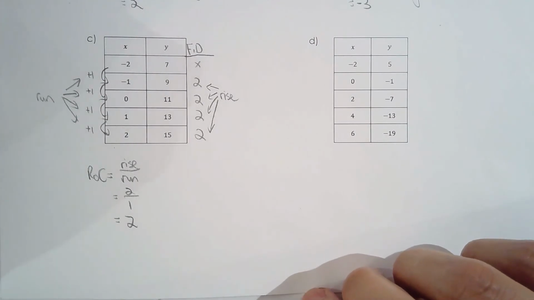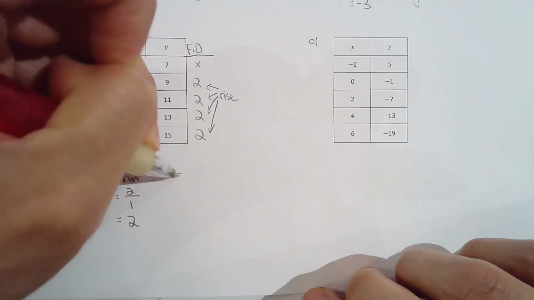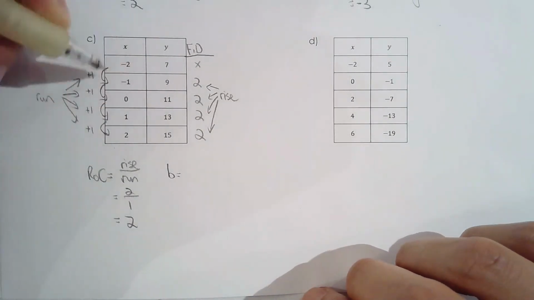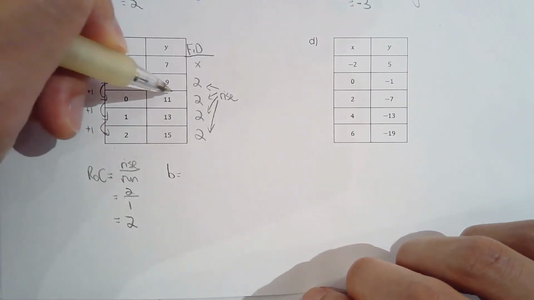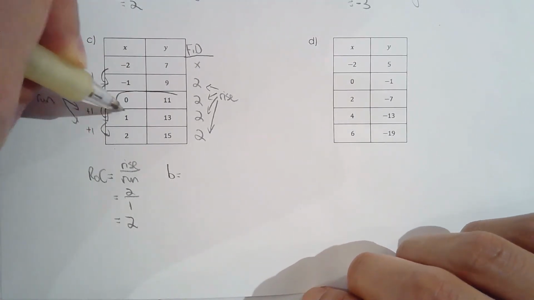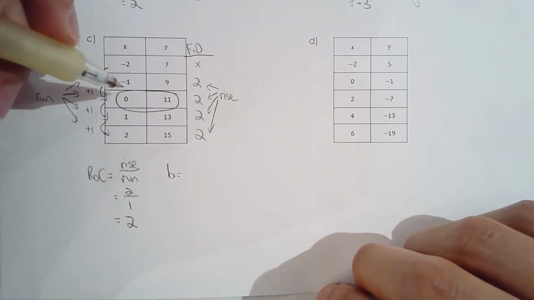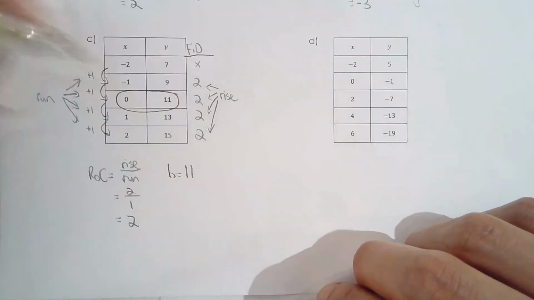Okay, halfway there. Remember, you need two things. Rate of change, vertical intercept. What is the vertical intercept? Well, you have 5 points. One of them is actually the vertical intercept. Hopefully you can agree that this point, (0, 11), is going to give us our vertical intercept. Okay, the vertical intercept is 11.